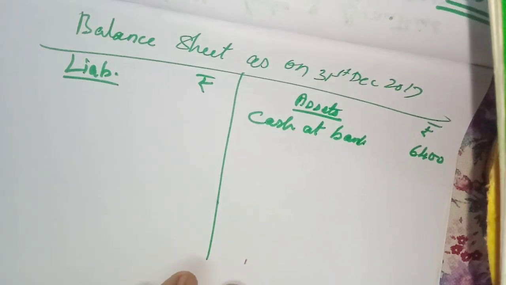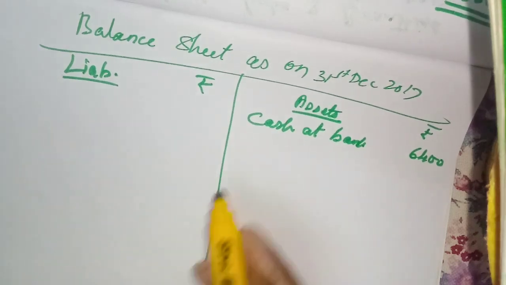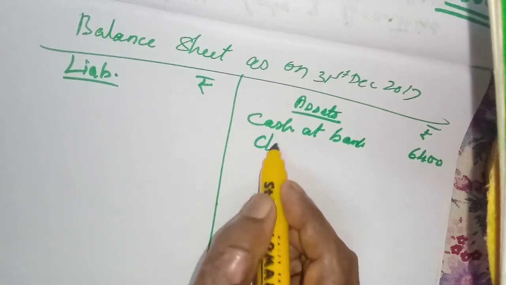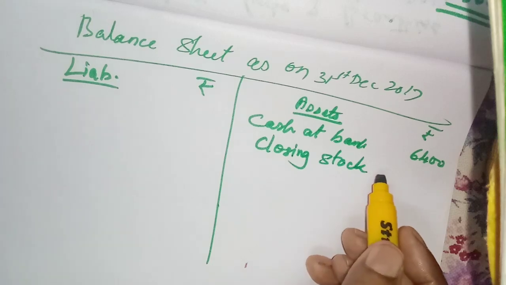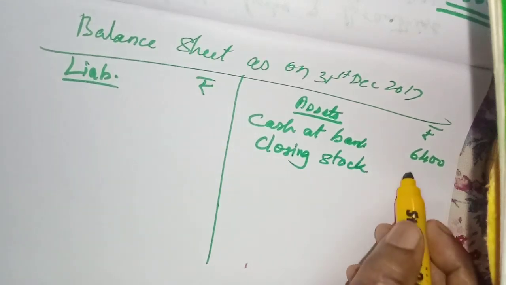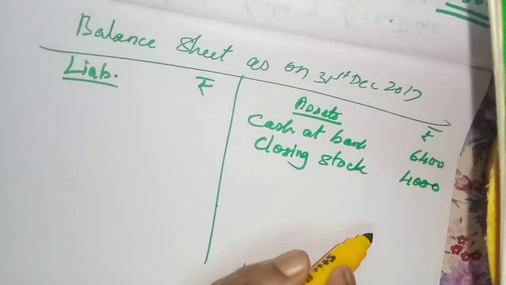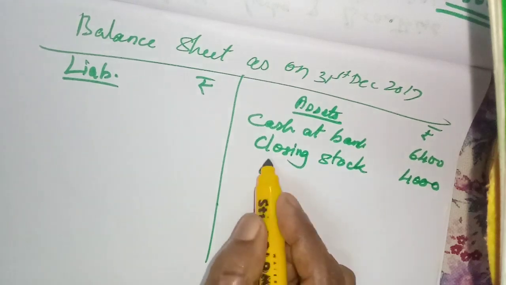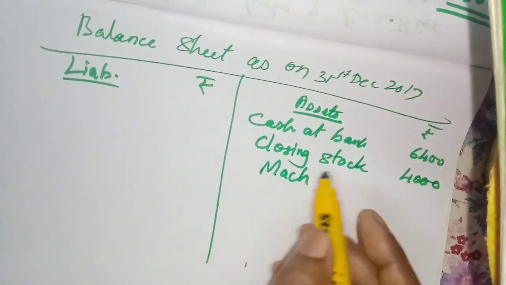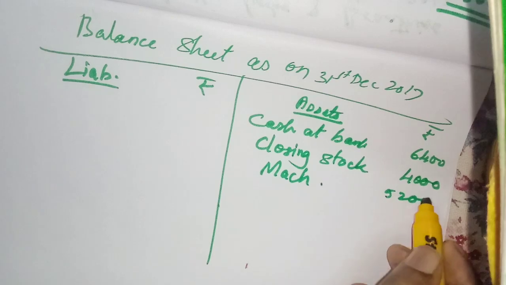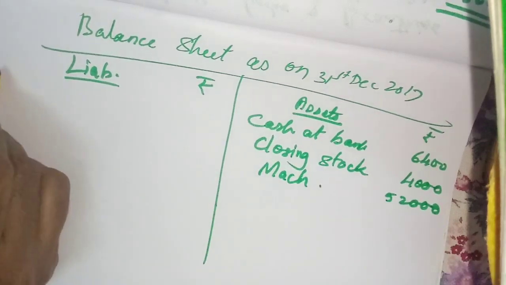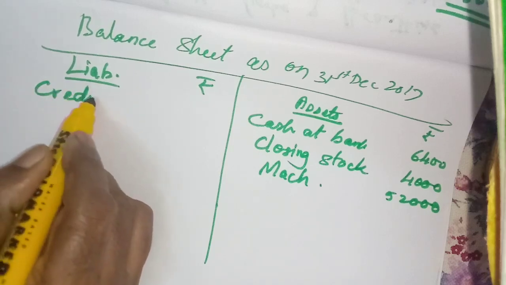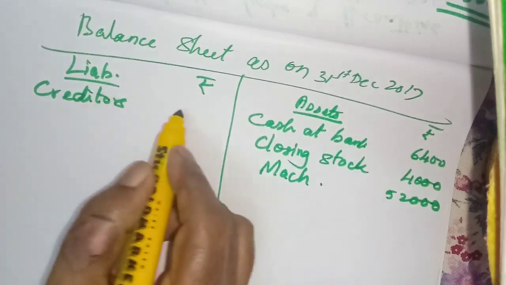Now come from the beginning. Opening stock we have entered, wages entered. Closing stock will come in 2 places, in the trading account and in the balance sheet, 4,000. Then discount received we have written. Then machinery we have to write as an asset, 52,000. Then creditors on this side, 8,000.